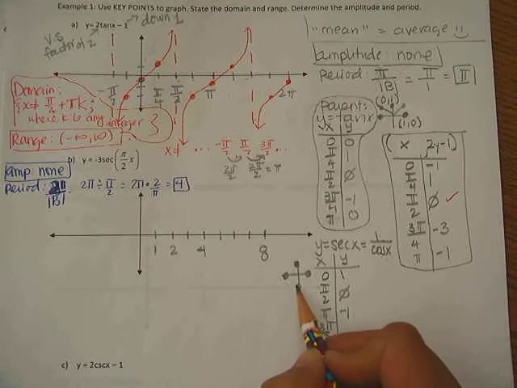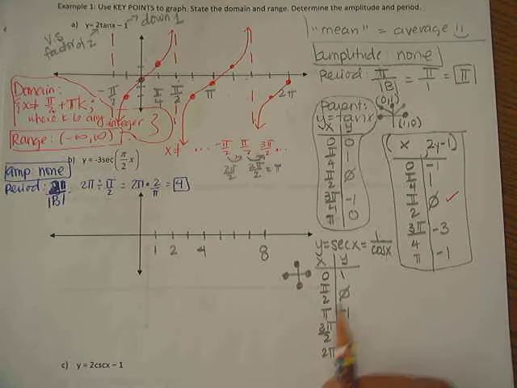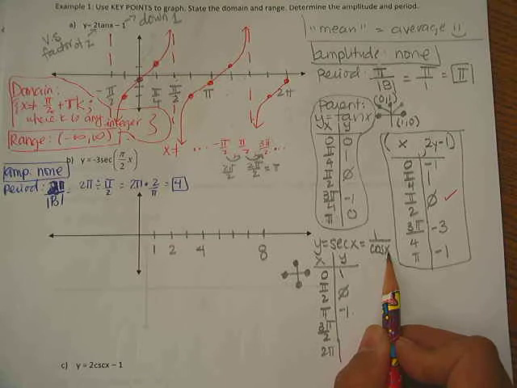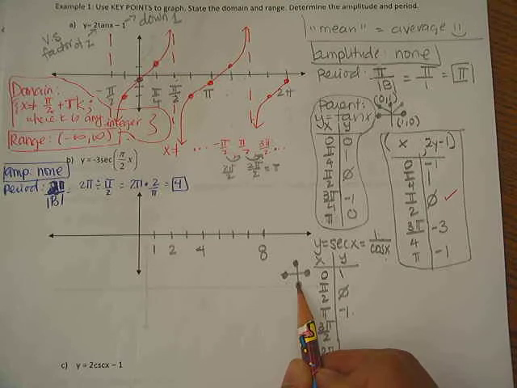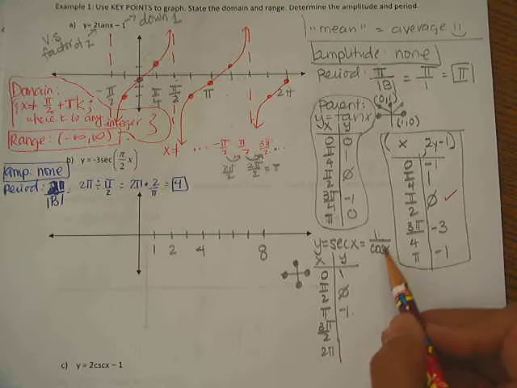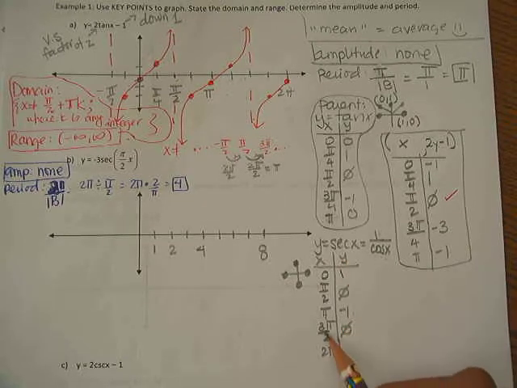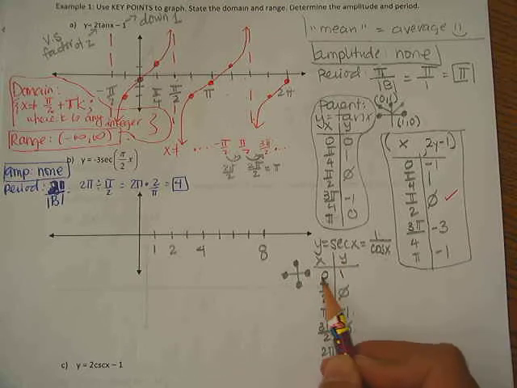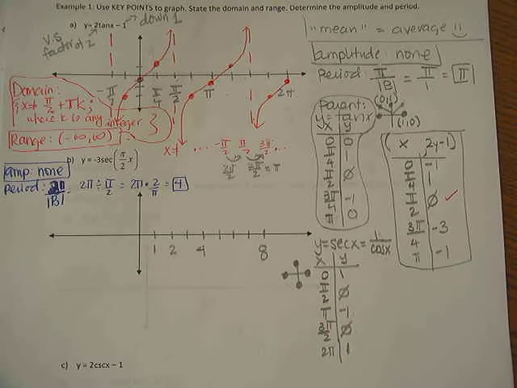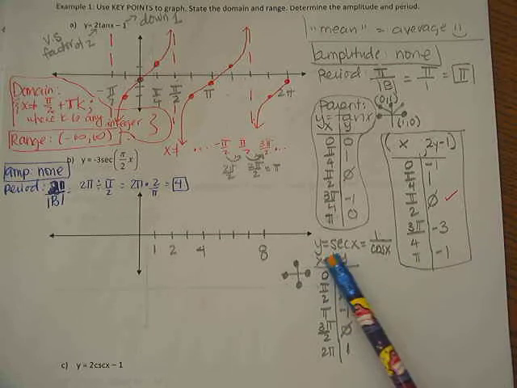3 pi over 2, which is this dot. When x is 3 pi over 2, cosine of that is 0. 1 divided by 0 does not exist. Therefore, secant of 3 pi over 2 is undefined. 2 pi is back to this 0, so 2 pi is the same as 1. Okay? So those are the 5 inputs and outputs for the parent function, y equals secant of x.